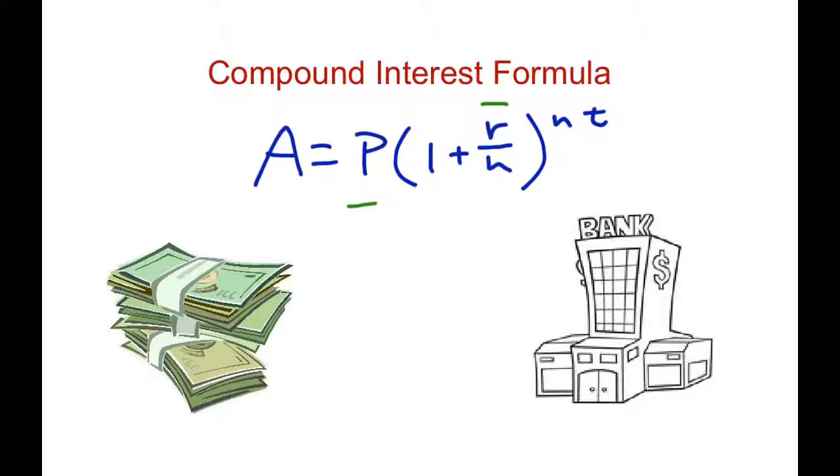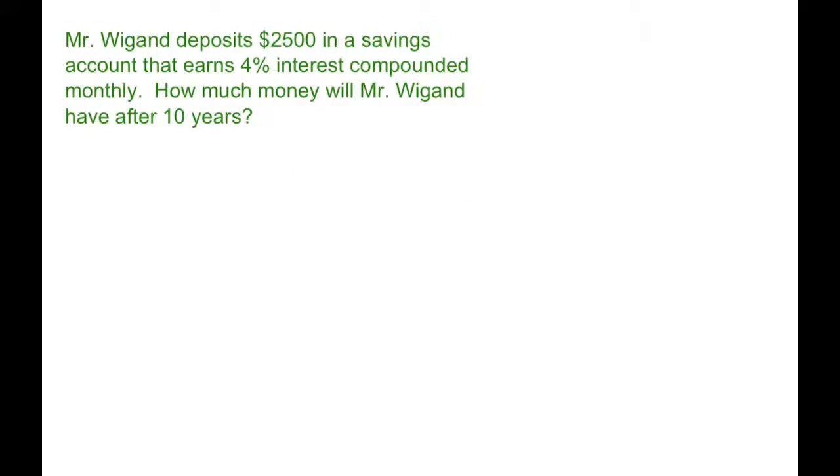N is going to be our number of times per year that the interest is compounded. So if we're compounding the interest yearly, they're only doing it once per year, so N is 1. If they're compounding the interest monthly, then that's 12 times a year, so N is 12. Then the same N right there. And T is the number of years that you're going to keep this money in the savings account. All right, let's try one.